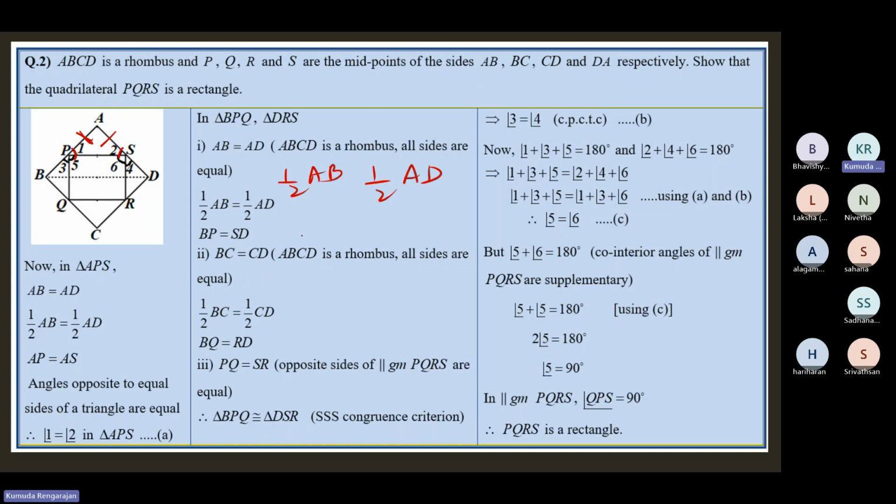So you need to start like this. AB is equal to AD. Half of AB is equal to half of AD. Therefore, AP is equal to AS. So in a triangle, when two sides are equal, the angles opposite to them are also equal. So angle 1 is equal to angle 2.